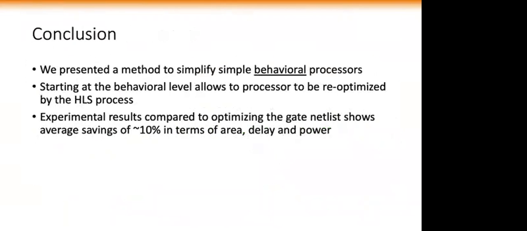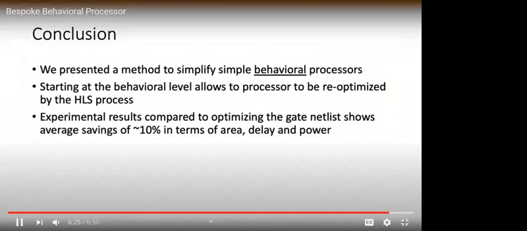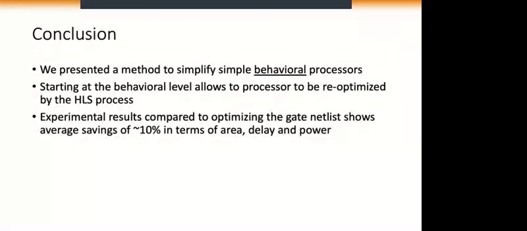Let's conclude the work. In this paper, we presented a method to simplify simple behavioral processors. We've shown that starting at the behavior level allows the processor to be re-optimized after each of the different VLSI design stages, leading to extra benefits. In experimental results, compared to just optimizing a general purpose processor specified in the gate net list version, we can achieve around 10% better area, delay, and power.